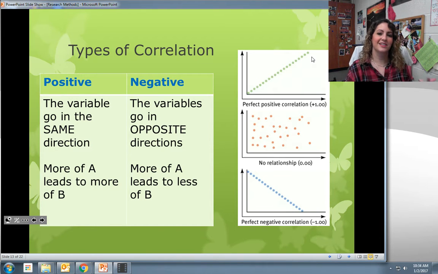Less studying leads to less good grades. So they go in the same direction. They're directly related. A negative relationship still means that there's a relationship. It just means that there's a negative one, meaning more of one variable will lead to less of another.